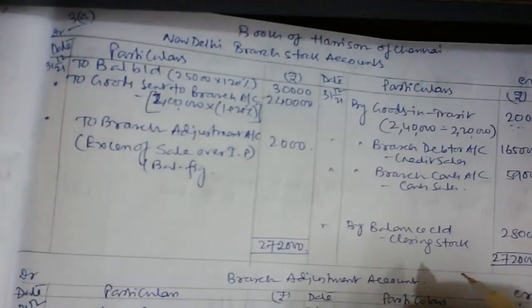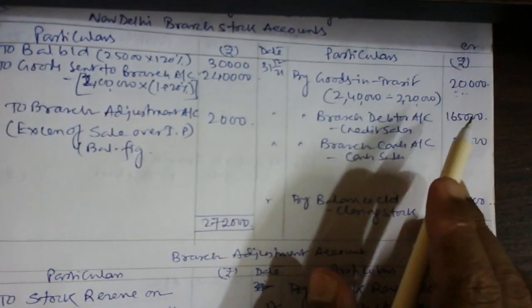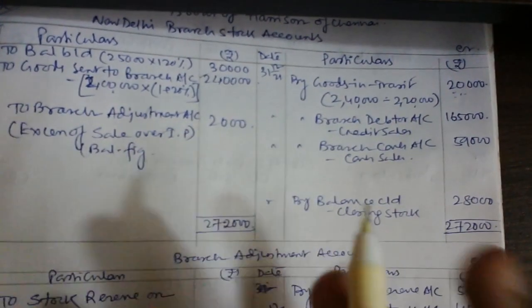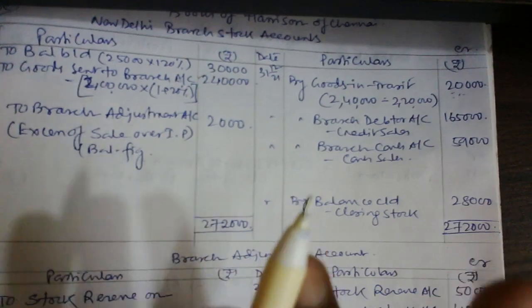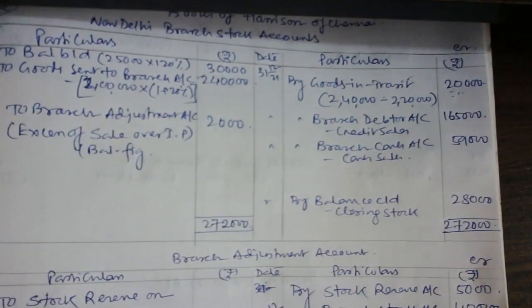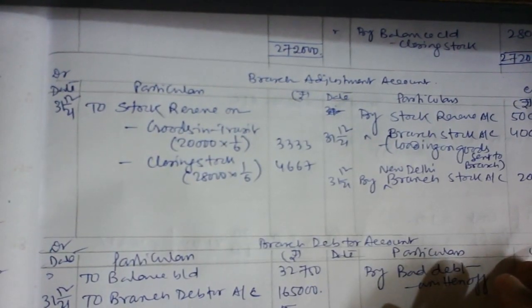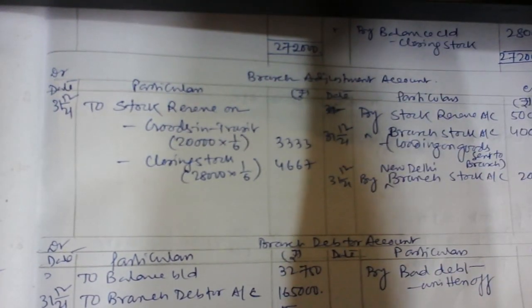So everything is done here. Goods in transit is done, because these are sold at invoice price, so that doesn't matter, because on sale there will be profit. That is a normal profit. But when you are sending goods, it doesn't include any profit part. So closing stock and goods in transit, profit unloaded. Here also profit unloaded. Branch adjustment is almost completed. There is nothing as such left in the branch adjustment account. So now what do we need to do?